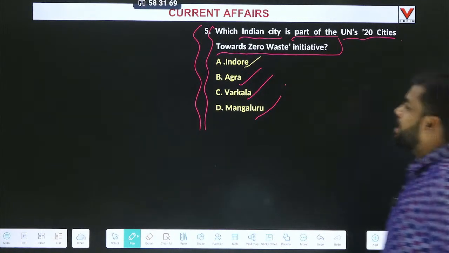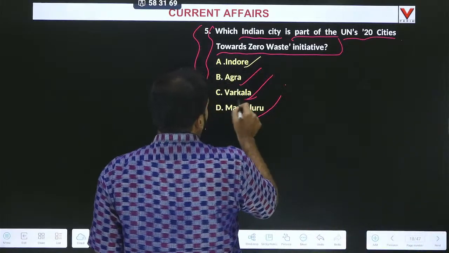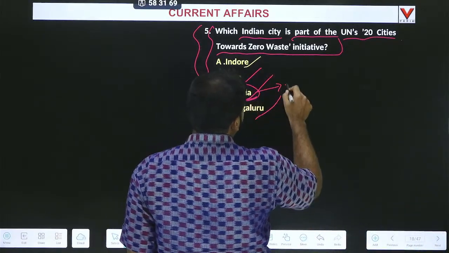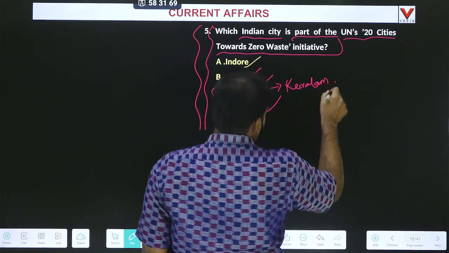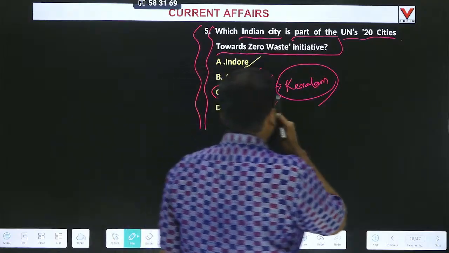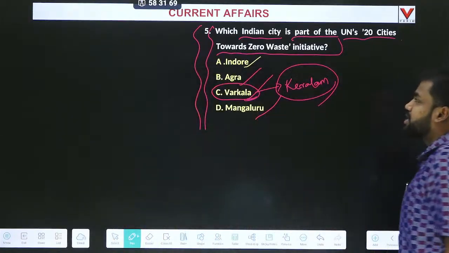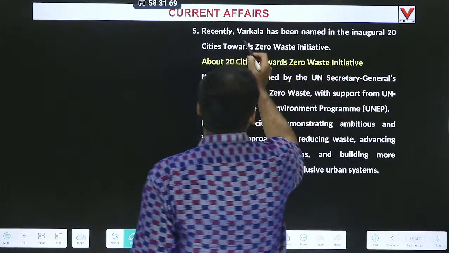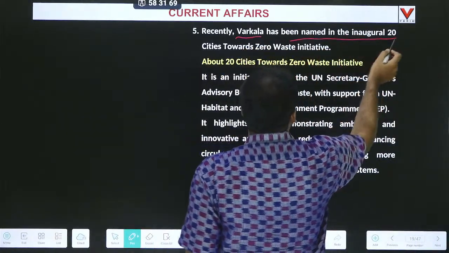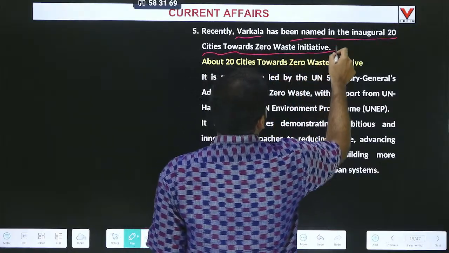Okay, the right answer is Varkala, right? Varkala is in where? Kerala. Keralam, sorry. Keralam, right? UN 20 Cities Towards Zero Waste initiative, right? See, there it is. Recently, Varkala has been named in the inaugural 20 Cities Towards Zero Waste initiative.